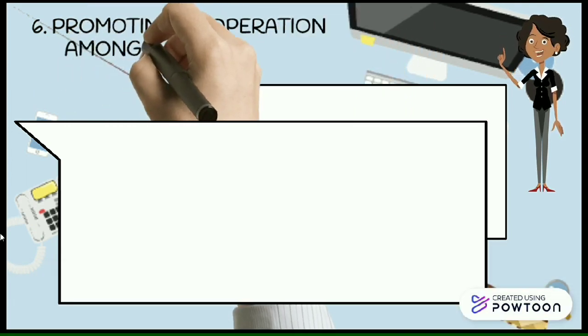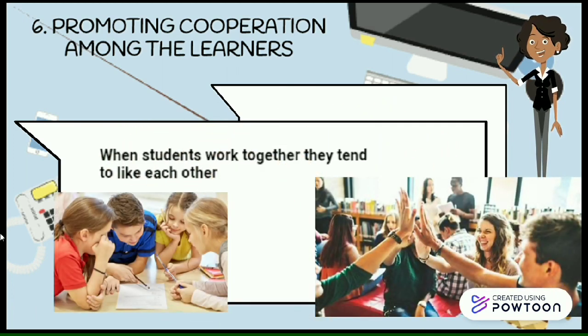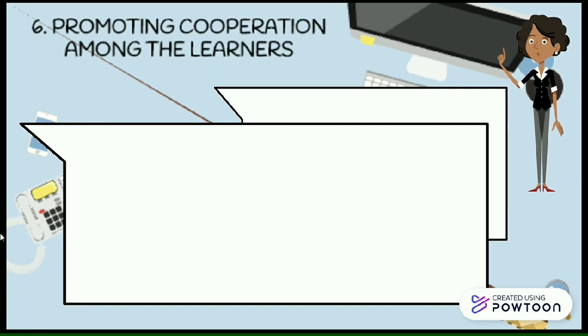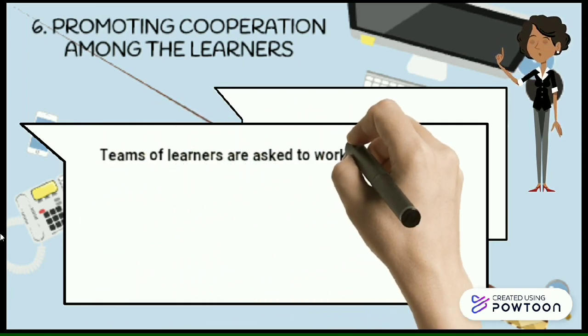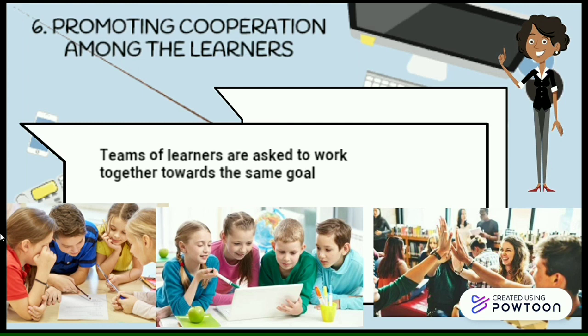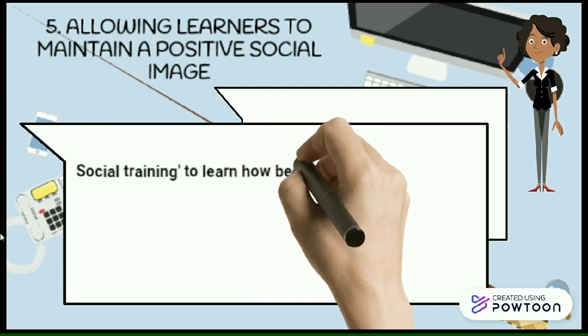Promoting cooperation among the learners. Cooperation fosters class group cohesiveness. When students work together, they tend to like each other regardless of ethnic, cultural, class, or ability differences. You can set up tasks in which teams of learners are asked to work together toward the same goal. Take into account team products and not just individual products in your assignments, and provide students with some social training to learn how best to work in a team.